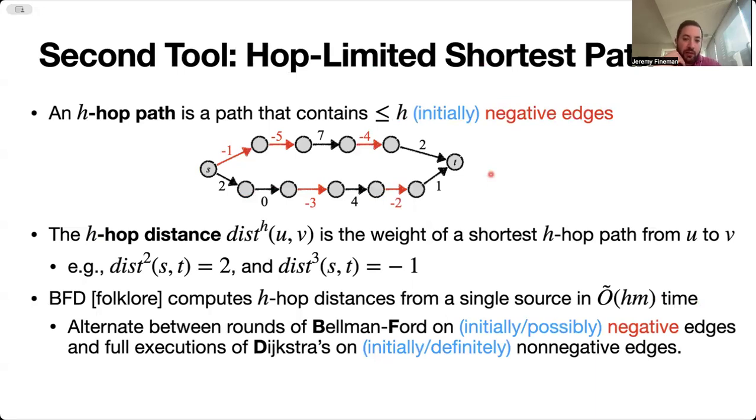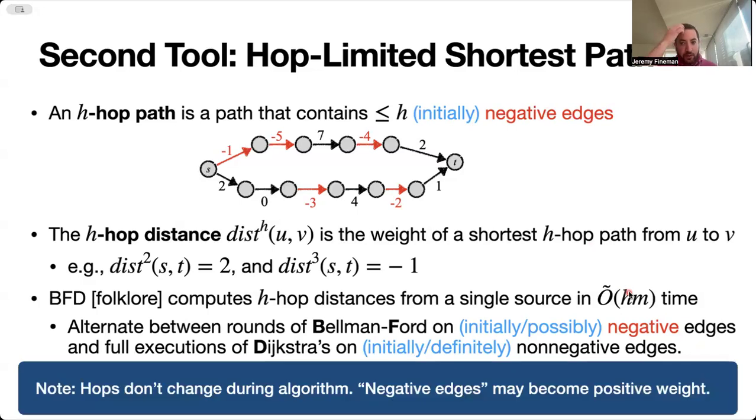Okay, now it's pretty easy to come up with an algorithm that computes h-hop distances. All you need to do is alternate between doing a single round of Bellman-Ford on any of the negative edges, followed by a full execution of Dijkstra's algorithm on the non-negative edges, then a single round of Bellman-Ford on the negative edges, then a full execution of Dijkstra's algorithm, and keep going back and forth. You do this h times, and this has a running time of h times m times the log factor for Dijkstra's.